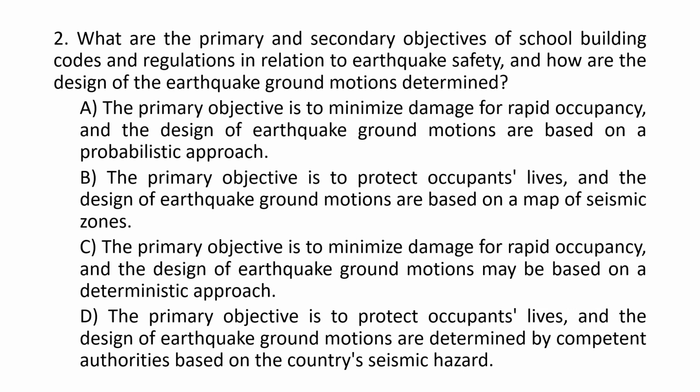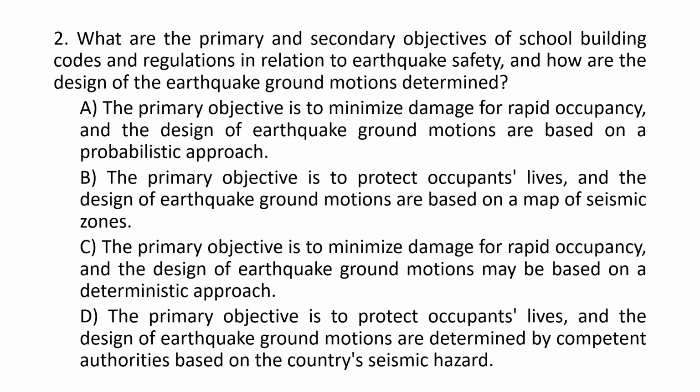Next number 2. What are the primary and secondary objectives of school building codes and regulations in relation to earthquake safety, and how are the design of the earthquake ground motions determined? A. The primary objective is to minimize damage for rapid occupancy, and the design of the earthquake ground motions are based on a probabilistic approach. B. The primary objective is to protect occupants' lives, and the design of earthquake ground motions are based on a map of seismic zones.